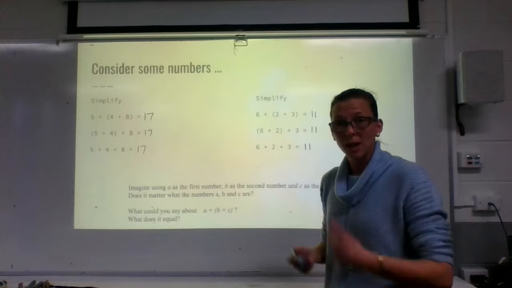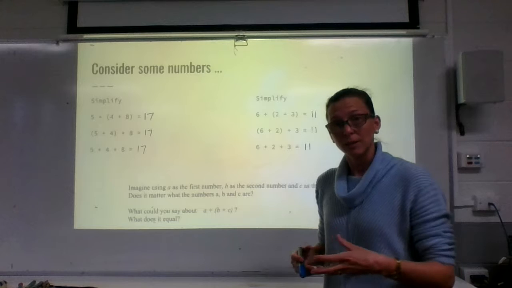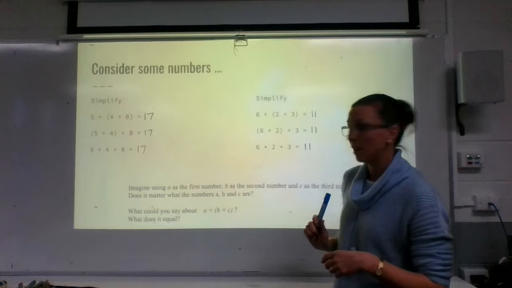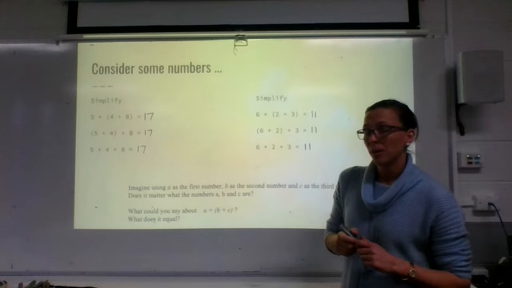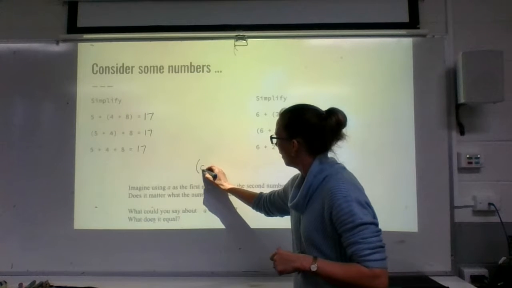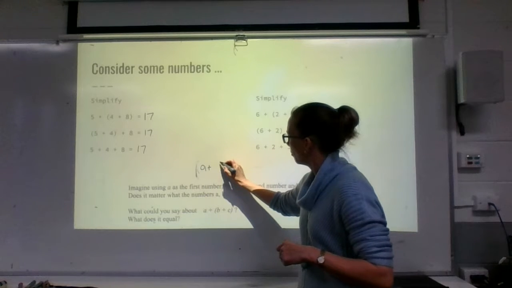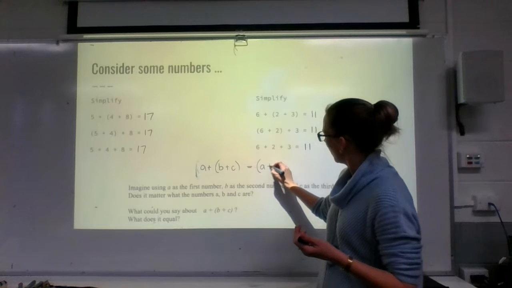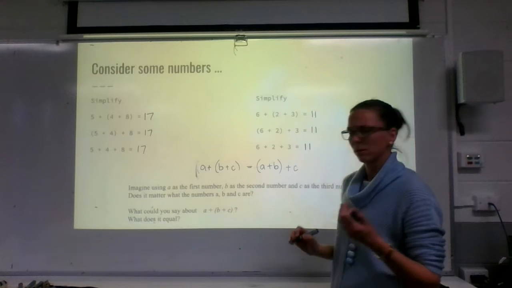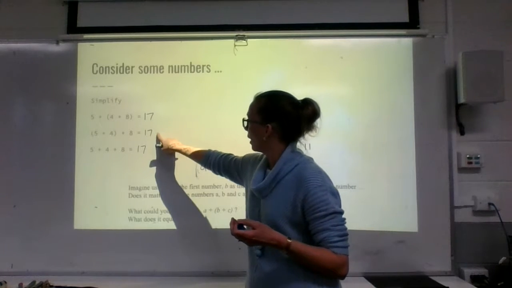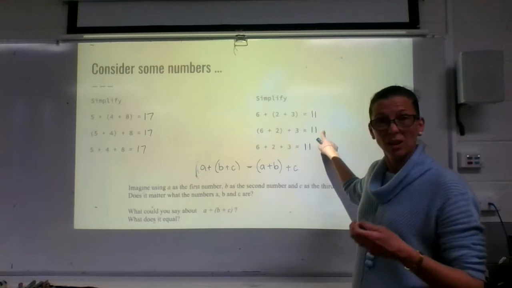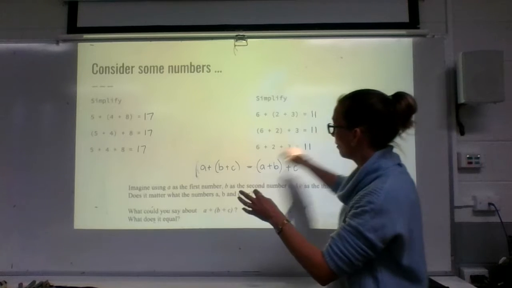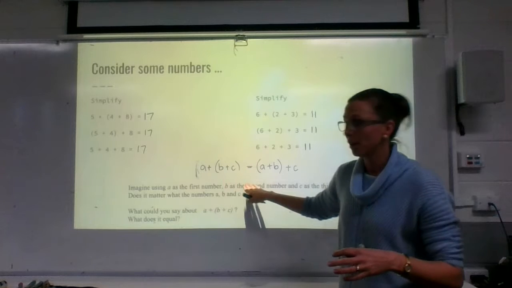So because we're studying algebra, what we start to do is make that more generalised by using some letters, some pronumerals. So we might say, imagine using A as the first number, B as the second number, and C as the third number. What could we say about A added to bracket B plus C? Would that be the same as the first number plus the second number in a bracket adding to the third number? Well, it looks like it's true. It's true here, and it's true here. And I think you can have a prediction that no matter what number's in there, we're always going to have this is equal to this. So it doesn't matter what those numbers are.